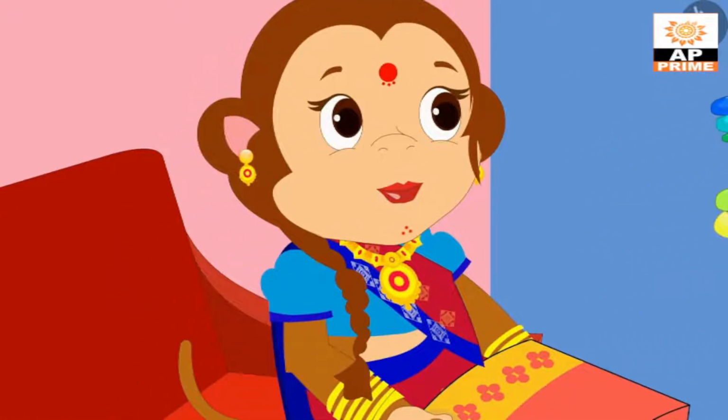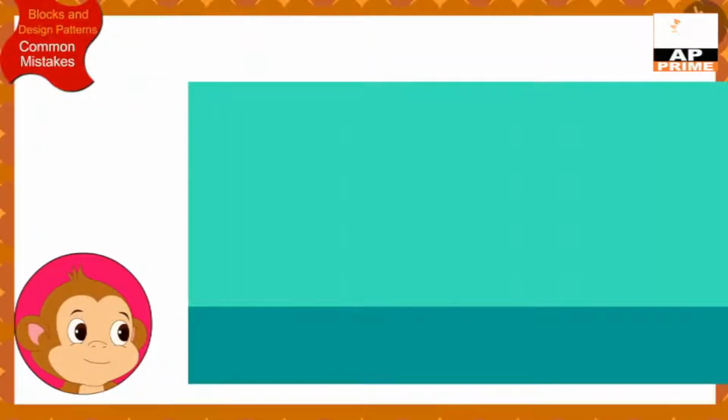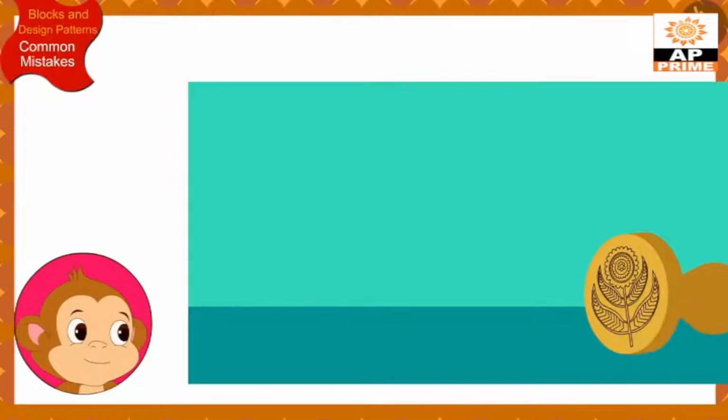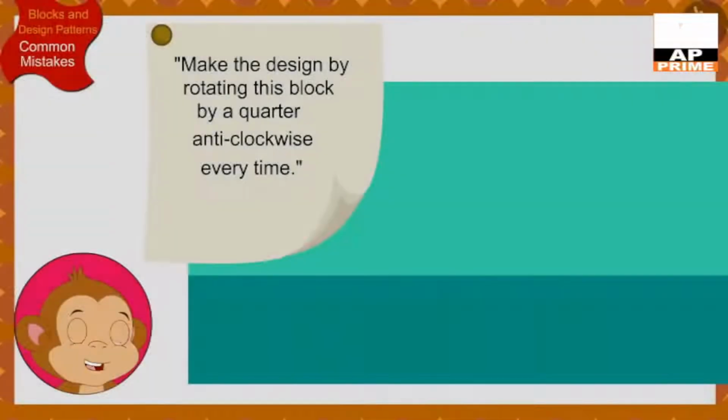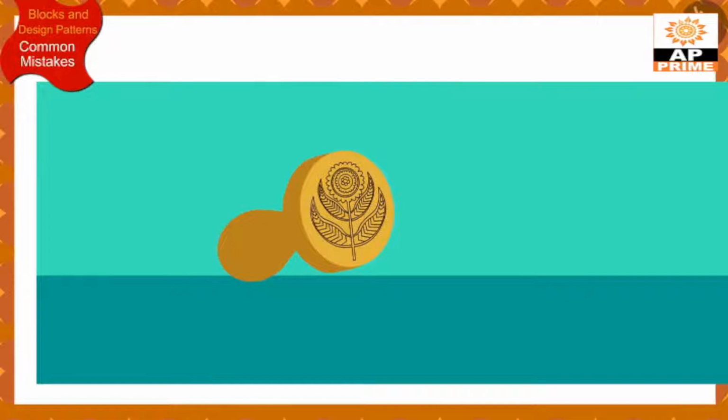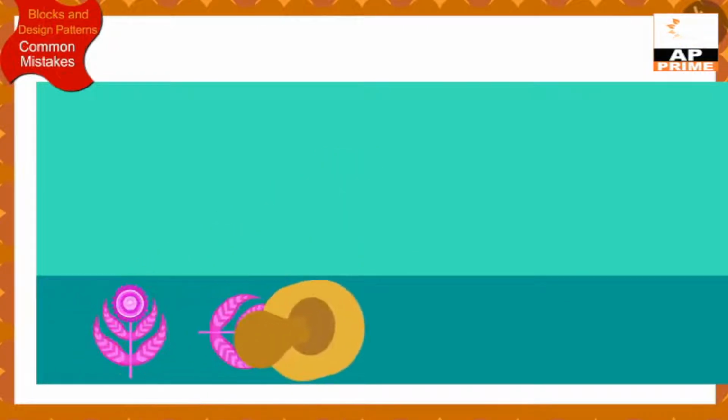Banno told Babban. Babban has to make the design using this block according to this rule on the first sari. Make the design by rotating this block by a quarter anti-clockwise every time. Babban read the instructions written by Banno. This is so easy, thought Babban, and quickly made this design using the block on the first sari.